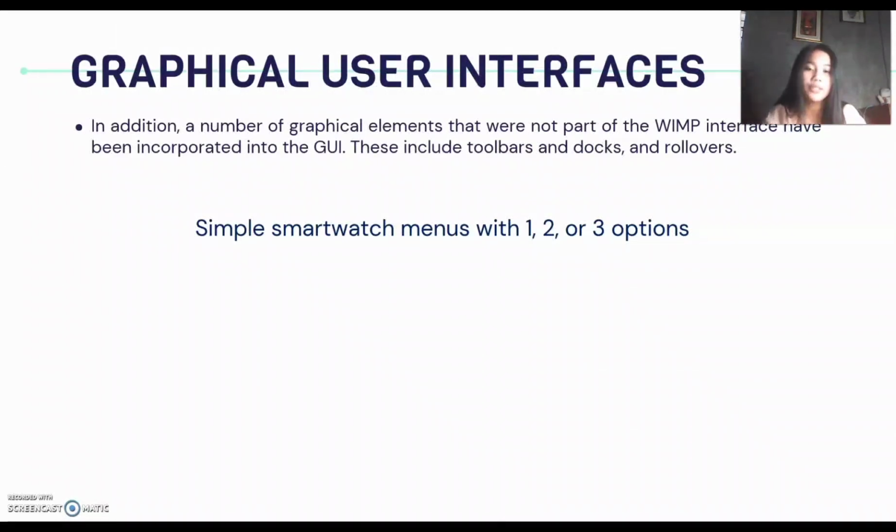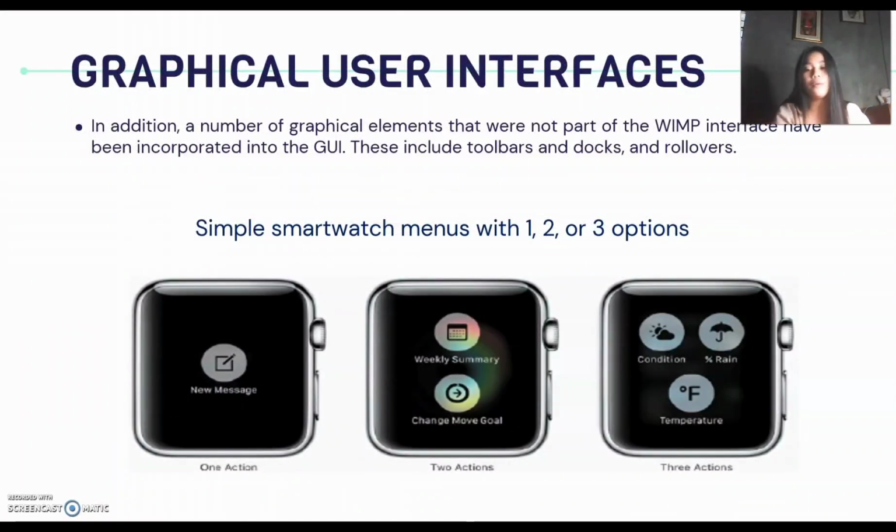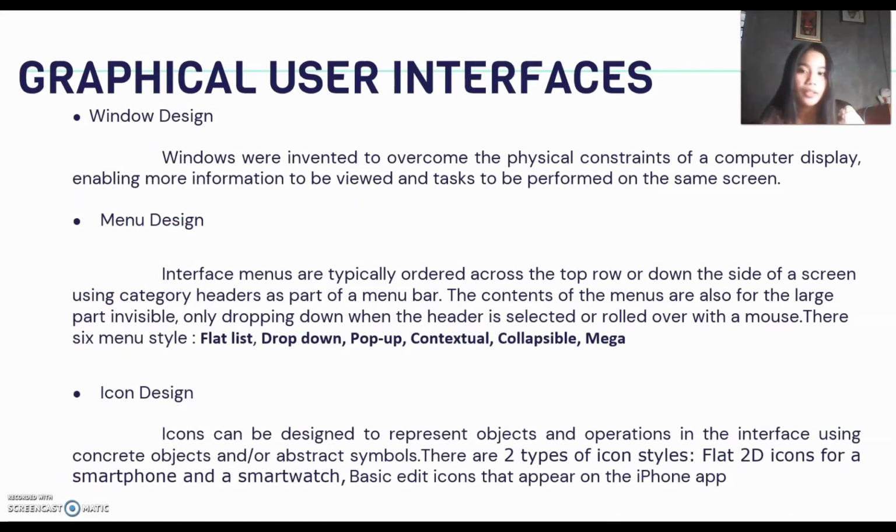Simple smartwatch menu with 1, 2, 3 options. There is the 1 action, the 2 actions, and this is the 3 actions. For example, they represent desktop objects, tools such as a paintbrush, applications such as a web browser, and operations such as cut, paste, next, accept, and change.